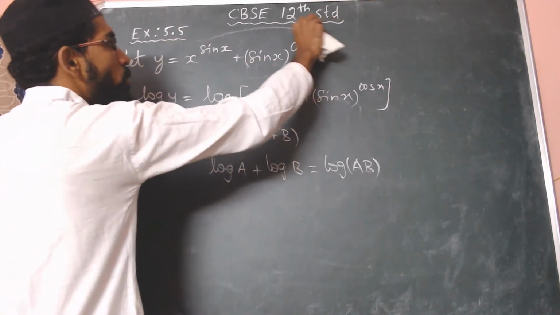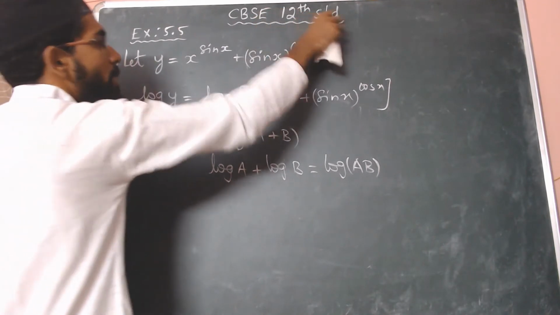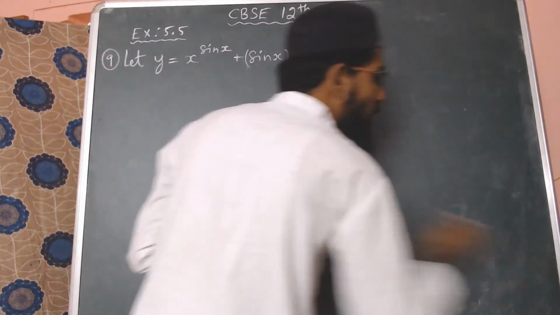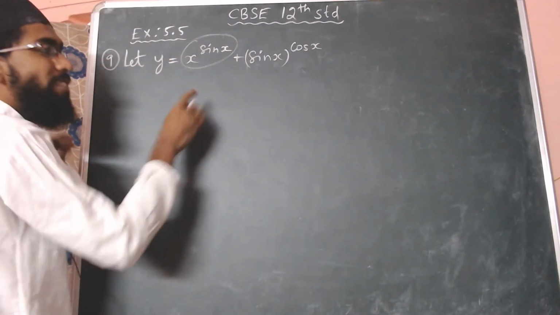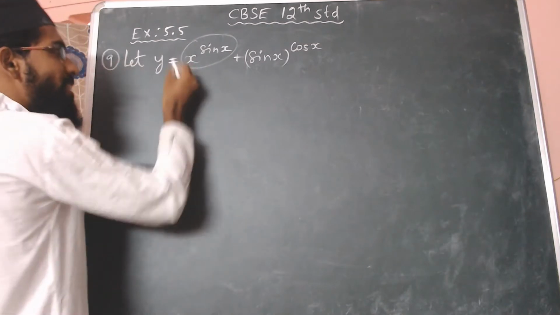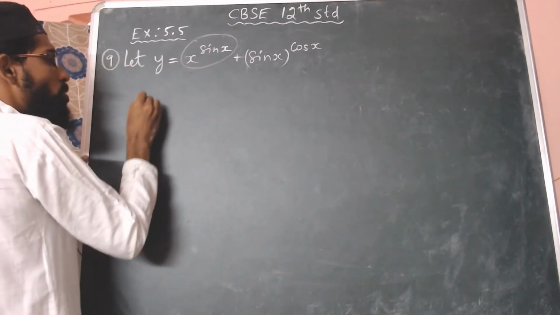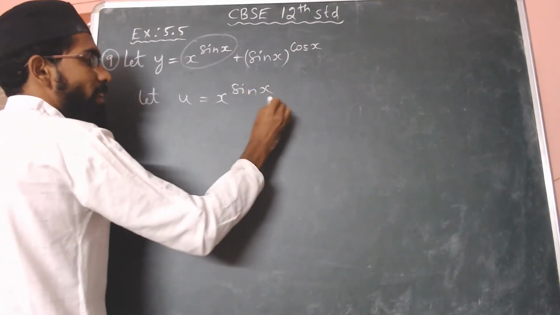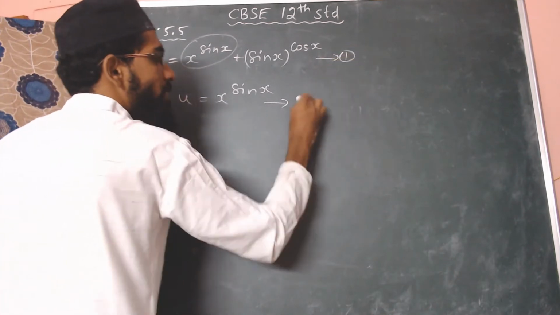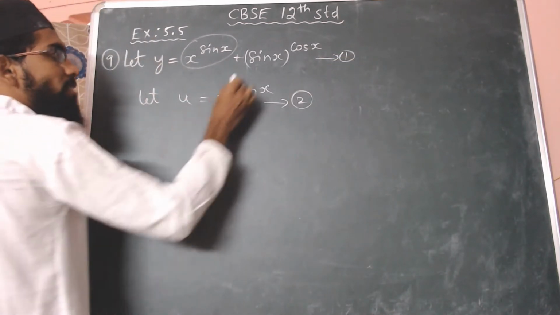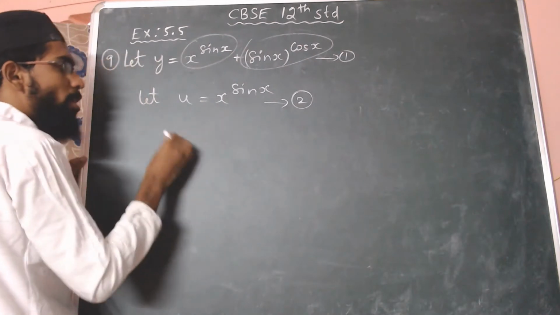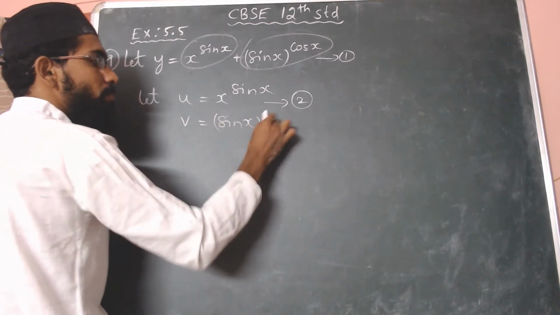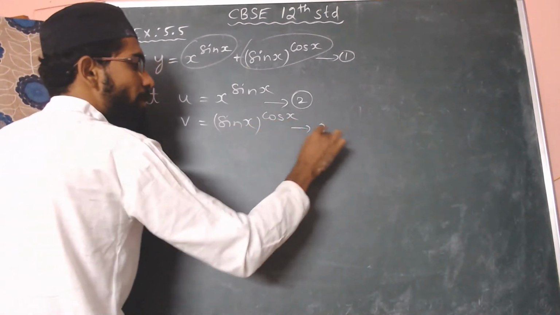So first, since it is a binomial, we should take the first term as u and the second term as v. Not the uv product rule, I'm just taking u; you can use some other variable also. So let u equal to x power sin x. Let me take this to be 1 and this to be 2. Let me take the other term of my binomial as v equal to sin x power cos x. Let me take it as 3.